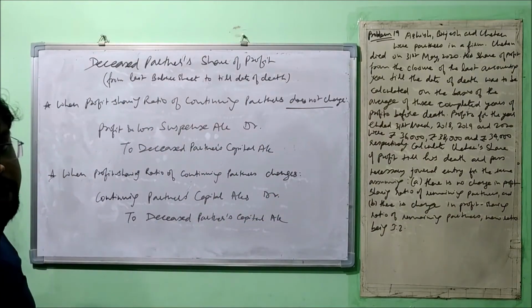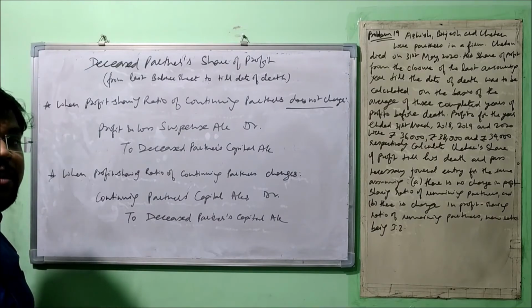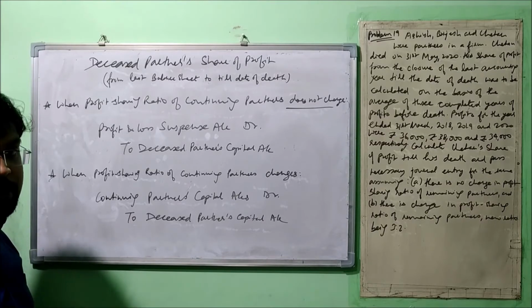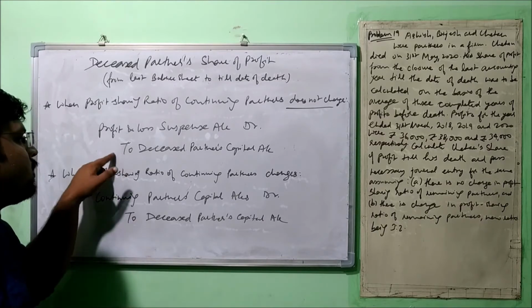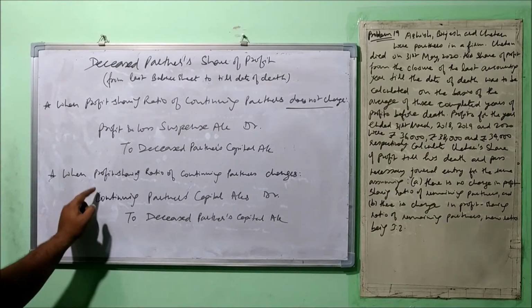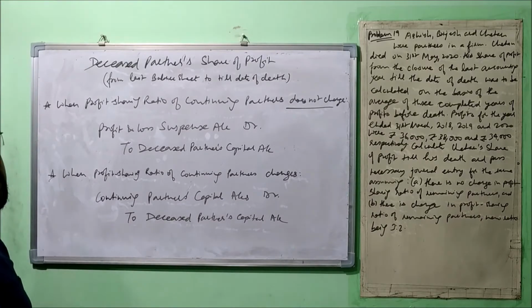We'll have to see the question. Because they are not going to get the benefit in the same year in which the partner is dying. In that condition, this is fair enough. Understood? But if the profit sharing ratio of continuing partners changes, then the journal entry differs.